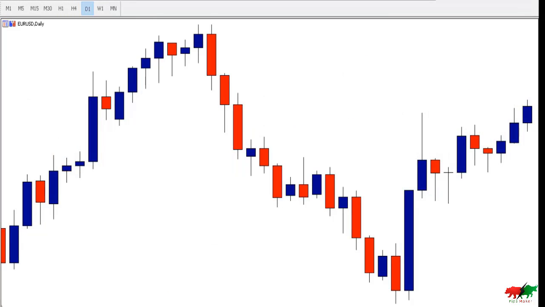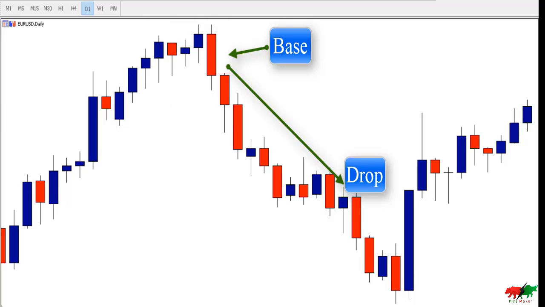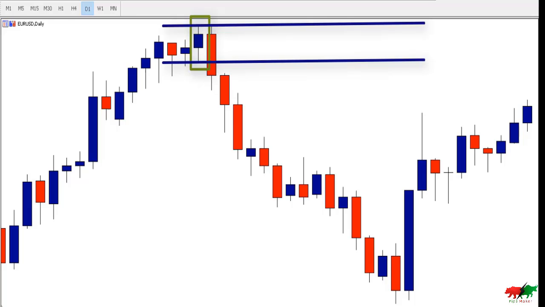This is the EUR/USD daily chart. This is a clear supply zone. As you can see, this is a rally base drop. The basing candle is this one. This is the last candle that was formed before this strong move down. So we draw the proximal line that covers the lower shadow of the basing candle and the distal line at the upper shadow. So here we have a clear supply zone.